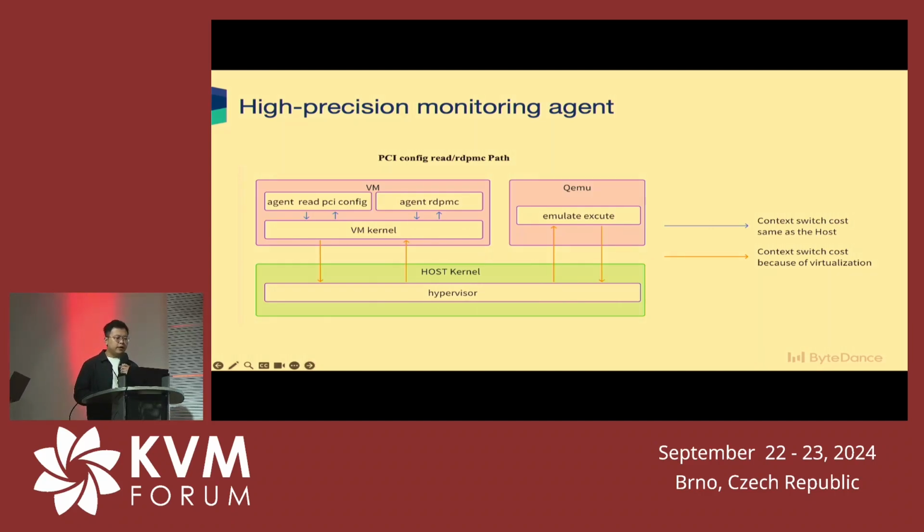In our internal AI large model tasks, we often need to get some info to detect bugs, which may rely on high precision monitoring agents. These agents will read the PCI config space data and use perf to capture some useful information, or collect memory bandwidth, which will cause a large number of VMEXITs and user space exits because of virtualization, just like the orange line in this picture.